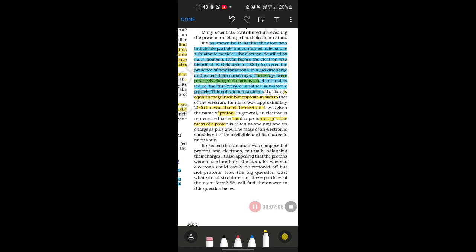Now, the mass of the proton is taken as 1 unit and its charge as +1. The mass of an electron is considered to be negligible and its charge is -1. You can see the proton's charge is positive and its mass is 1 unit, whereas the electron's charge is negative and its mass is negligible as compared to the proton. Now you can understand the difference between proton and electron.